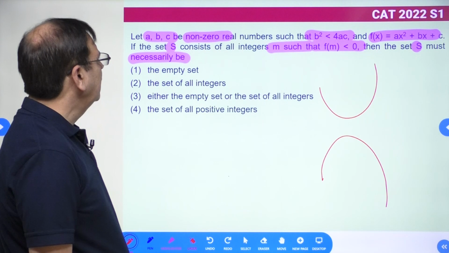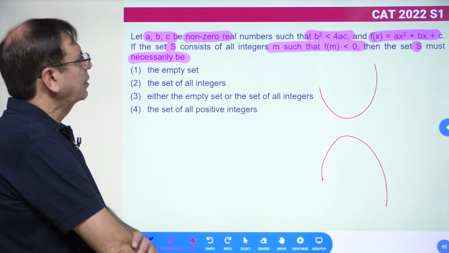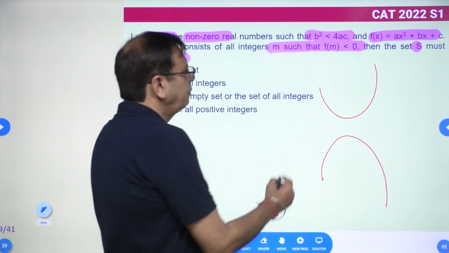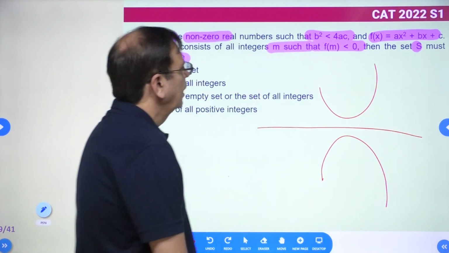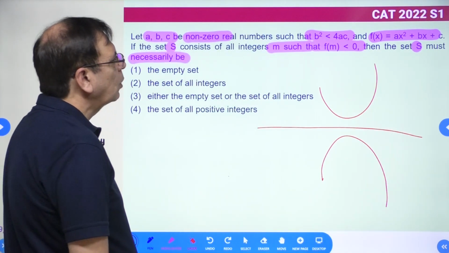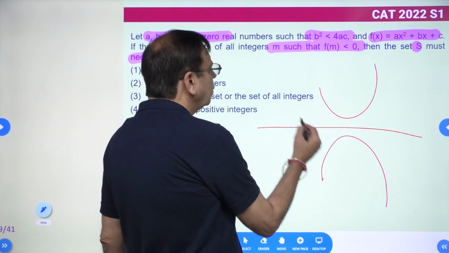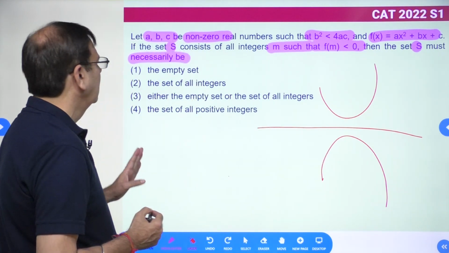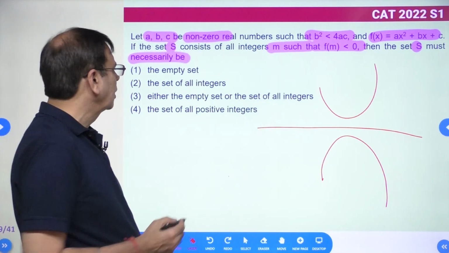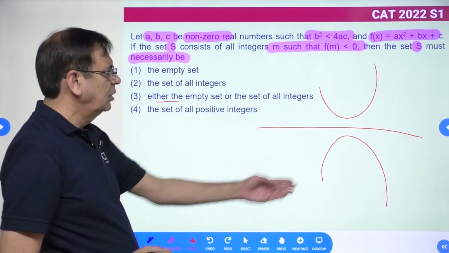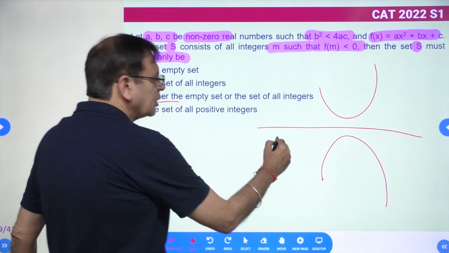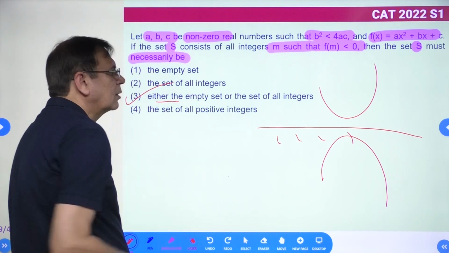That means if b square is less than 4ac, the graph can be any of these. Now, what can the answer be out here? That set S can be an empty set. If this is the case, it will be an empty set. If this is the case, the set of all integers will satisfy this one. So the correct answer should be this one.